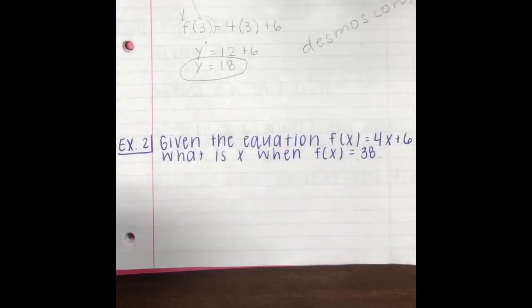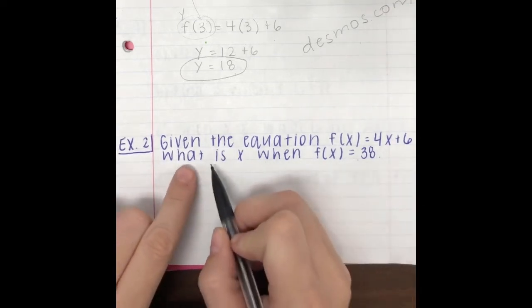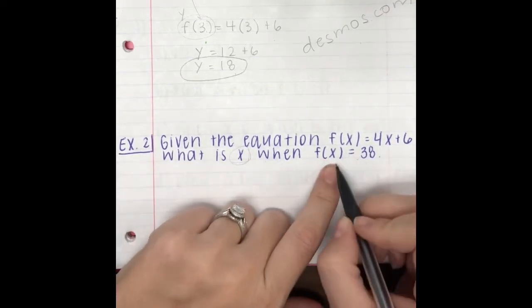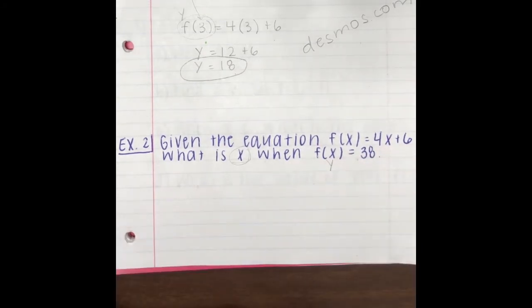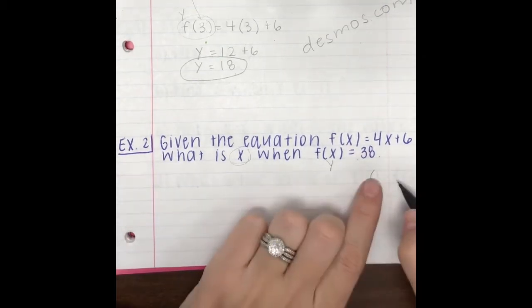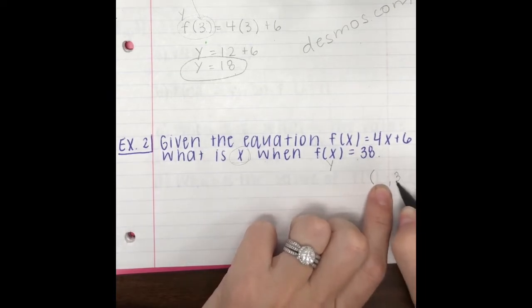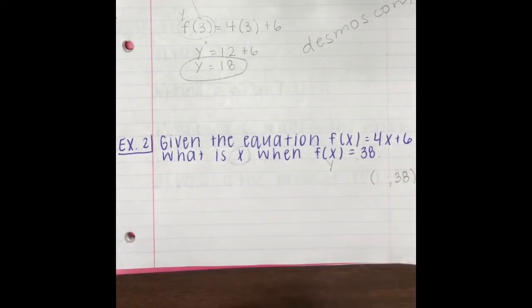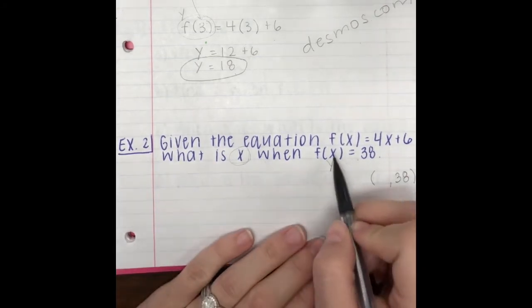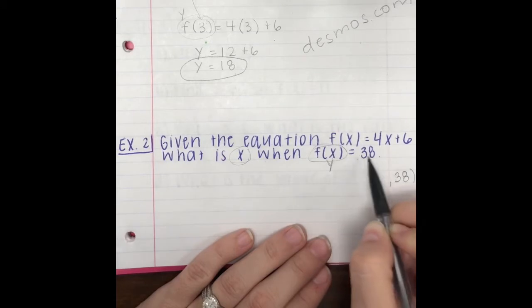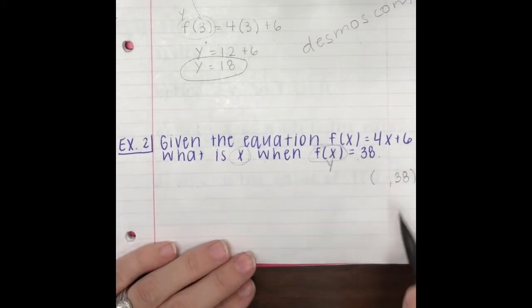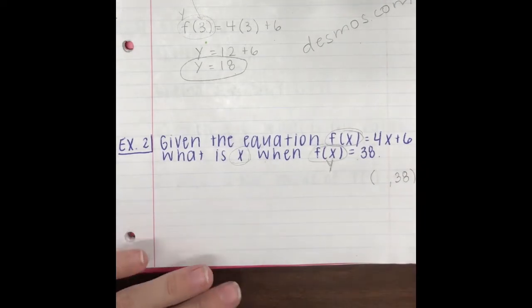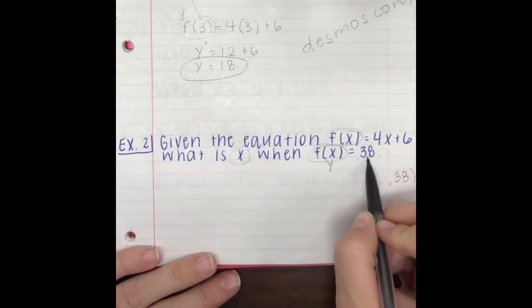All right, example 2, we're gonna look at the exact same equation that we did above, but this time we're gonna figure out what is x when f of x, or y, equals 38. It's always important to figure out whether you're given your x or your y and which one you're trying to find. So in this case, we don't know our x value, but we know our y is 38. We're trying to figure out the x, okay? So it tells me f of x, or y, is equal to 38 in this equation. So you're replacing your f of x with what it's equal to, which is 38.